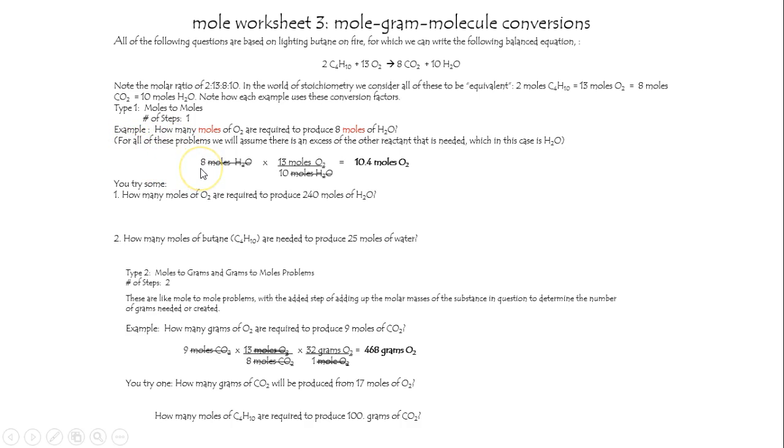That's hard to do in your head, so the safe way is to start with what you're given, 8 moles of water, there it is, and then do a conversion. Moles of water, put it on the bottom so it converts. A mole of water over a mole of water equals 1. And 10 moles of water, see it there, is equivalent to 13 moles of oxygen.